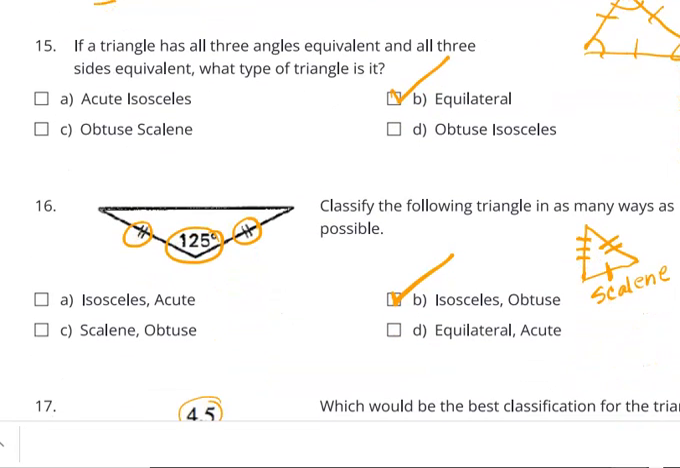Okay, and here comes 16. Classify this triangle. The second I see the angle of 125, I know it's obtuse. And I have equal sides, so it's obtuse and isosceles.